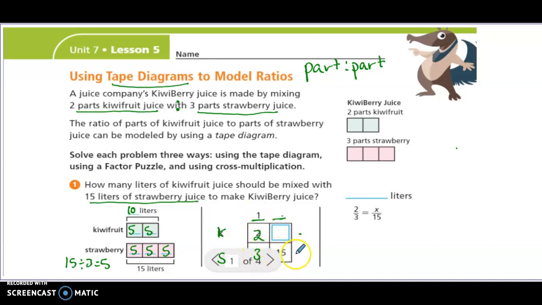3 divided by 1 is 3. We'll put that off here to this side. 2 divided by 1 is 2. 15 divided by 3 gives us this top factor out here. Now we have the 2 factors. We multiply together and we get an answer of 10 liters for kiwi juice. Just solving the factor puzzles the same way, it's just that we've tipped it over.